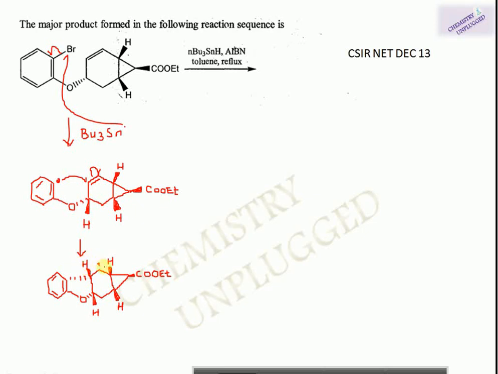Now in the next step, this cyclopropane ring will break, and here is the formation of a double bond. These two radicals will combine to form a double bond. If this hydrogen is above the plane, the carbon chain attached with the ester group will be below the plane. Always remember, if one group is above the plane, the other will be below the plane. So this will be the structure.